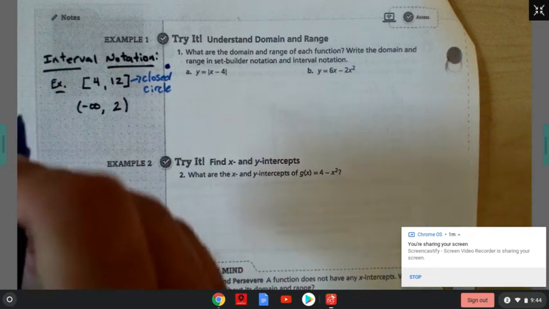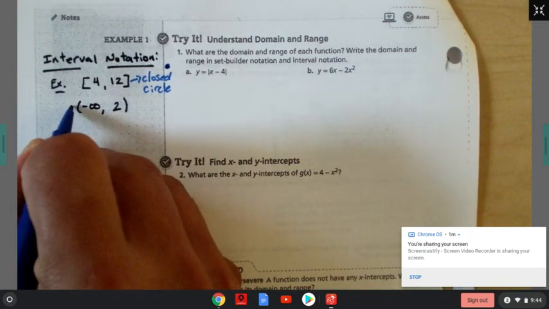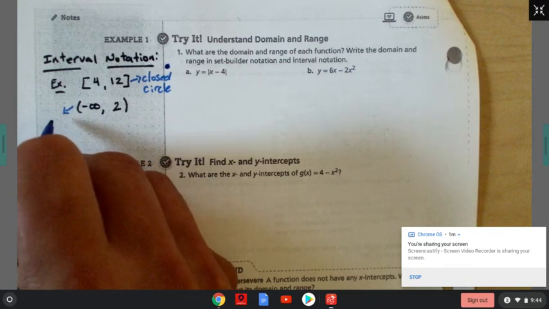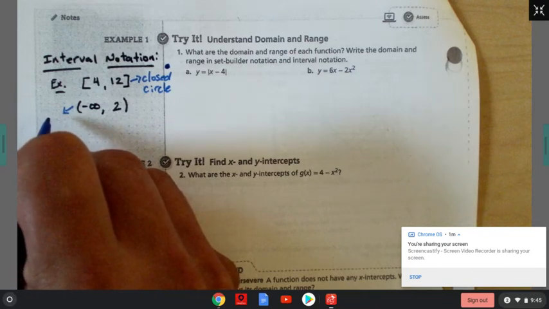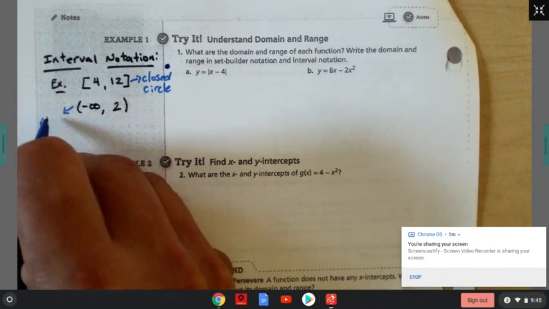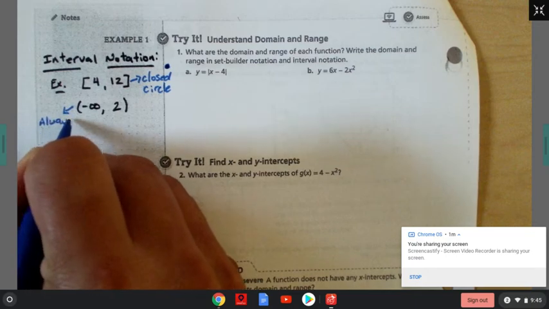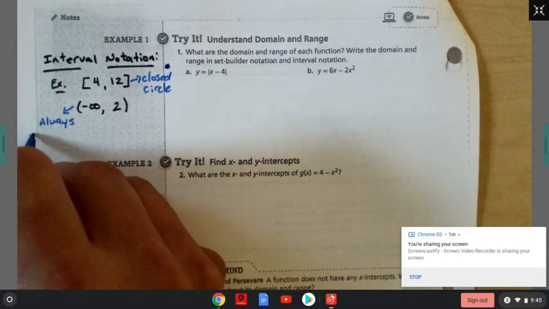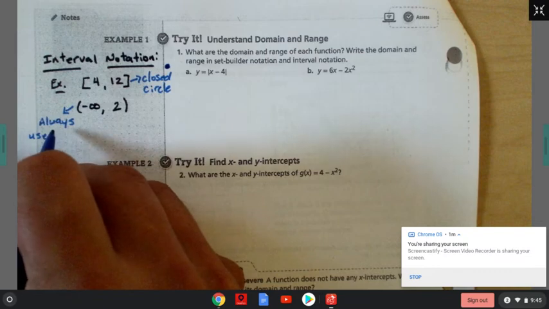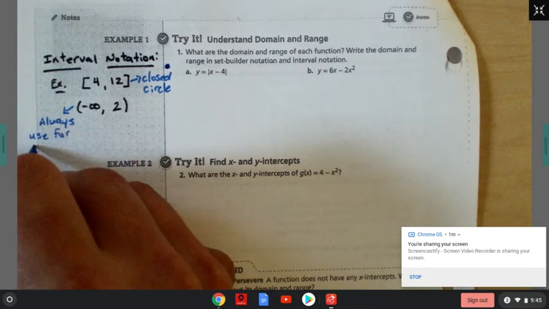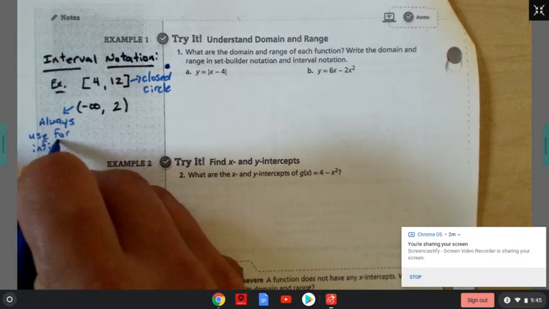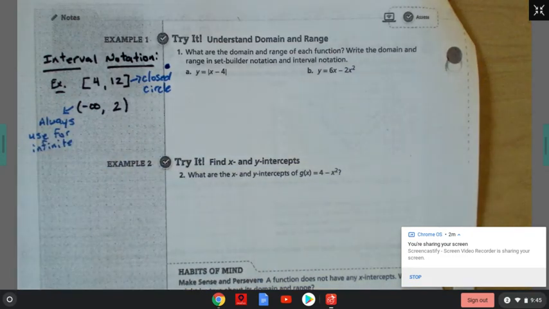Whenever you have infinity, whenever you have this symbol, kind of like the sideways 8, that is always, always, always going to be a parenthesis. Because infinity is not really a number. It's an idea. Always use that for infinite. Okay, so whenever you see infinity, you are always going to use a parenthesis.